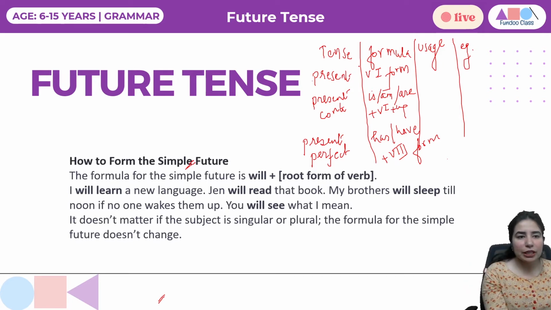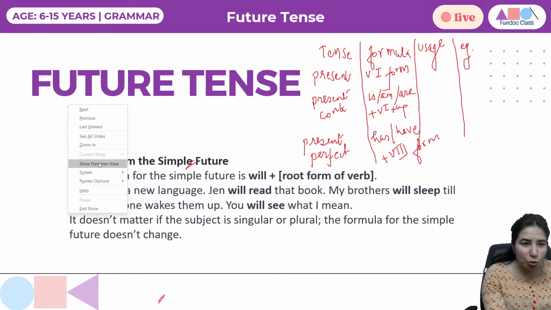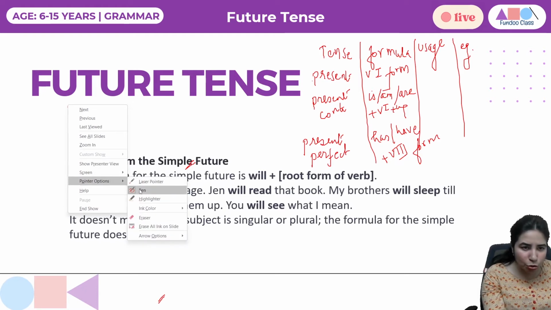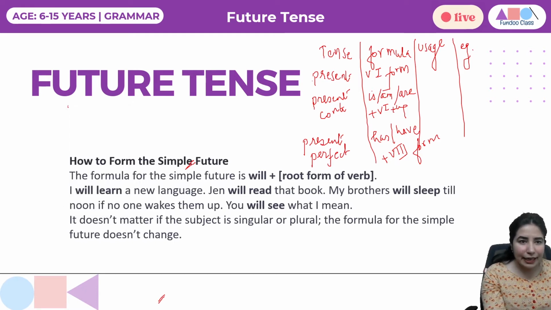So you have to keep this in mind that when we are writing the formula, it would be will plus verb first form. Root form of the verb and verb first form mean the same. So don't get perplexed about what this new term is. At times it happens in grammar, right? We already have some fear or phobia of tenses, especially tenses.